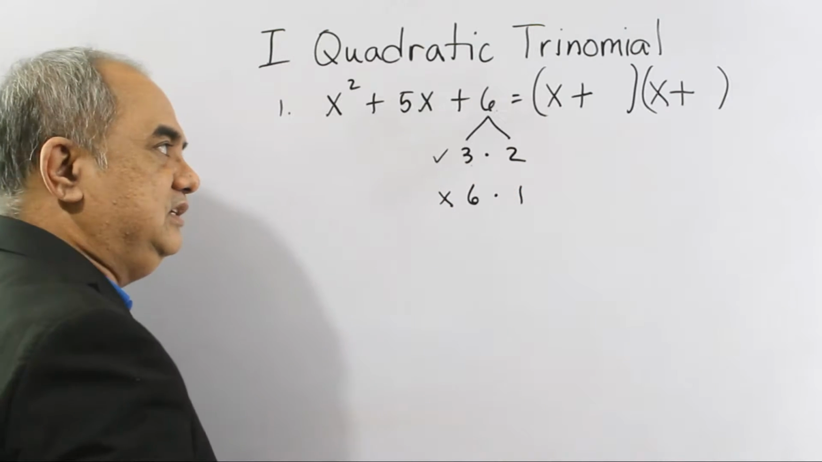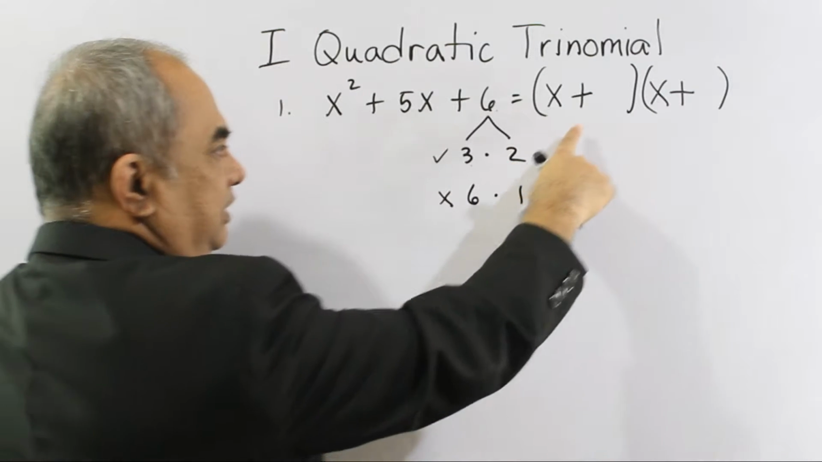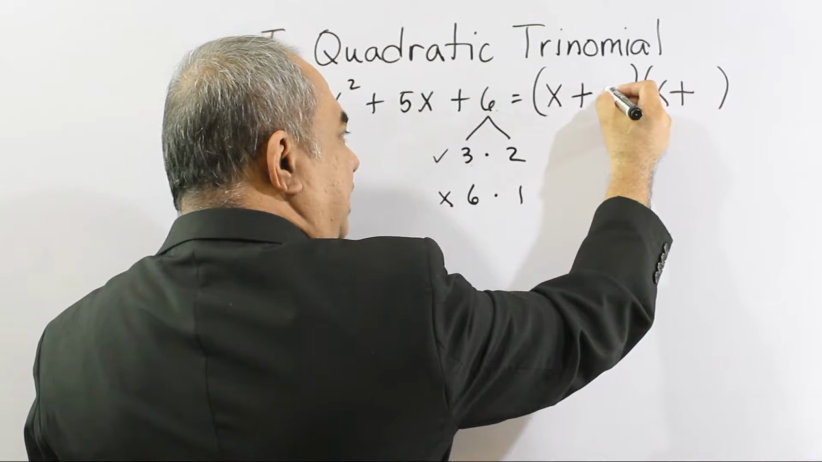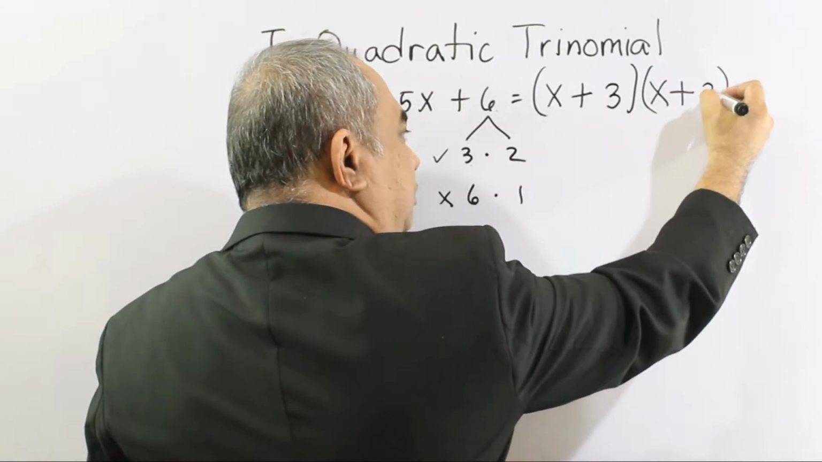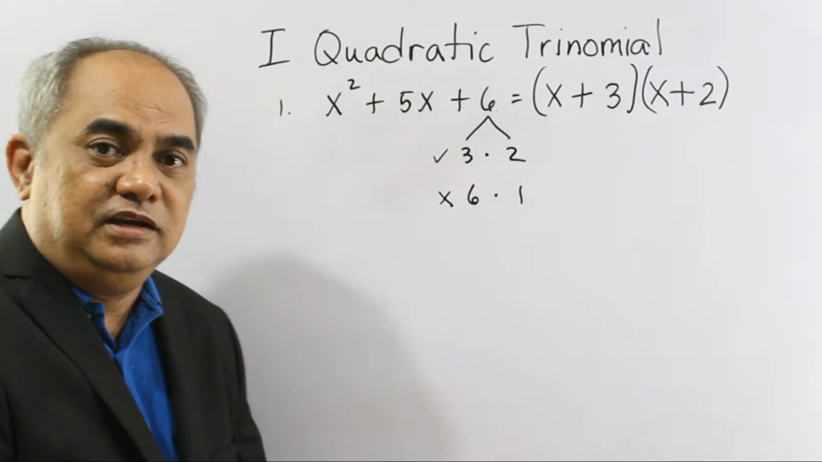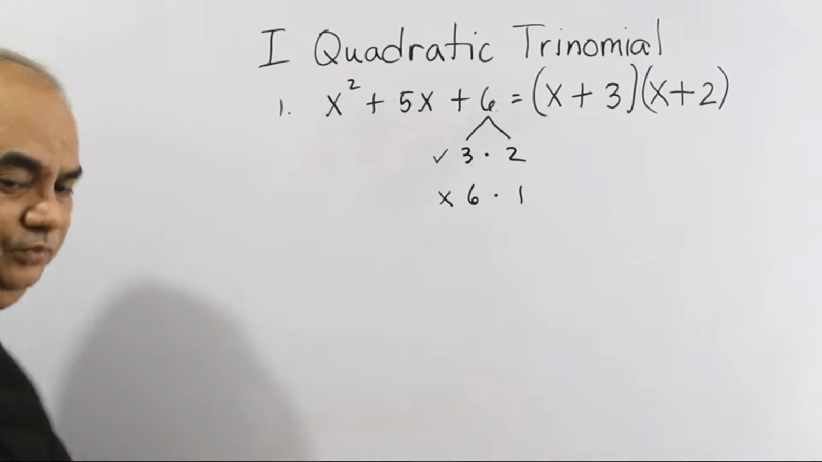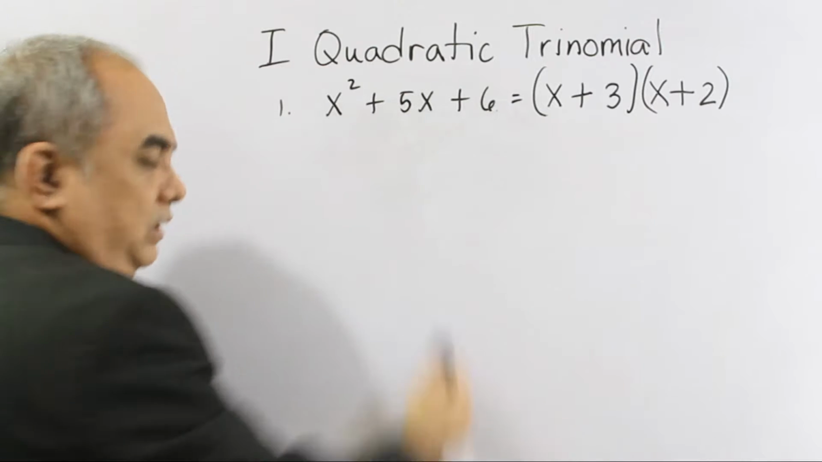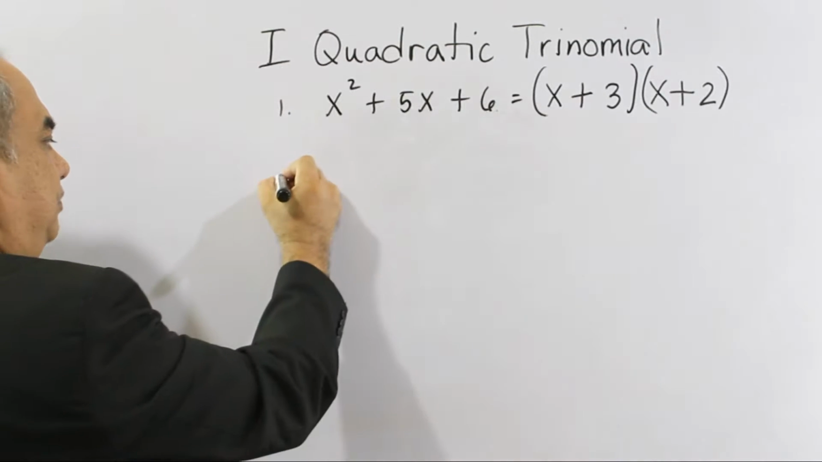The good thing about this is that these two numbers can be written here interchangeably. Meaning you can write the 3 here or the 2 here, or you can write it the other way around. So that's the first example. Maybe I can erase this now. Alright, let's have another example.